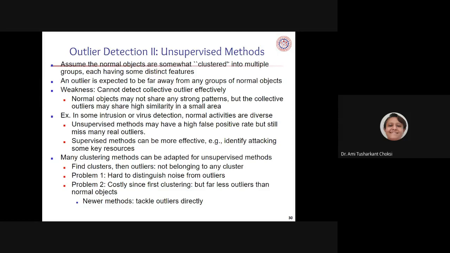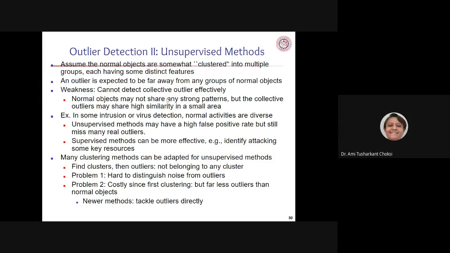And an outlier is expected to be far away from any groups of normal objects, isn't it? It is but obvious, because that only we used to say that outlier, that means which do not follow the normal behavior of the system, isn't it? So what is the weakness? It cannot detect collective outlier effectively.